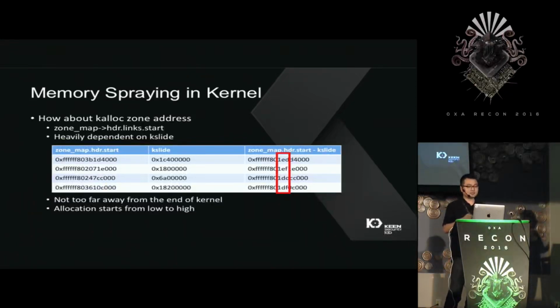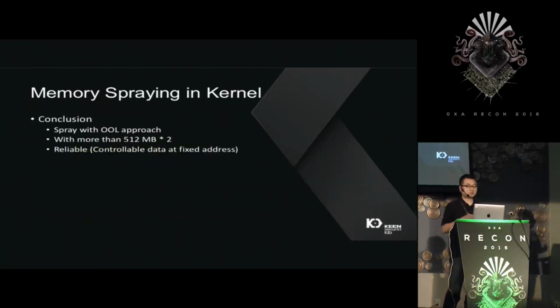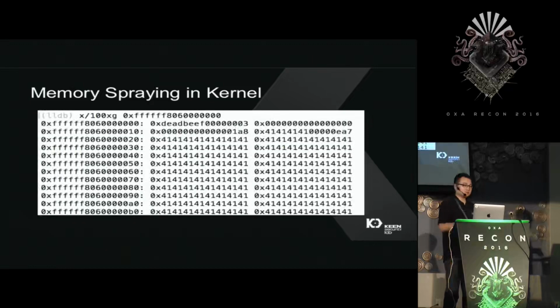Also, the allocation starts from the lower side to the higher side, which is very good. We can try to do the spraying with OOL with more than 512 megabytes multiplied by 2, which is 1 gigabyte. If we do 1 gigabyte of OOL spraying, we can do a very reliable memory spray, which means you can have controllable data at a very fixed address. This graph shows that with more than 1 gigabyte of spraying, you can have controllable data at a very fixed address.